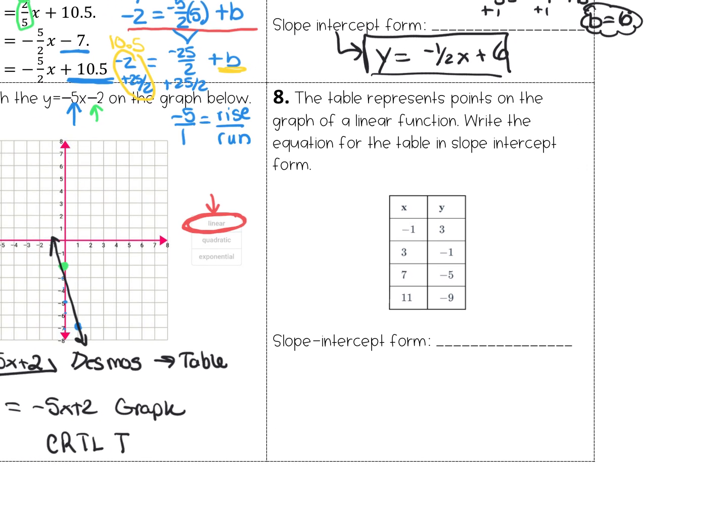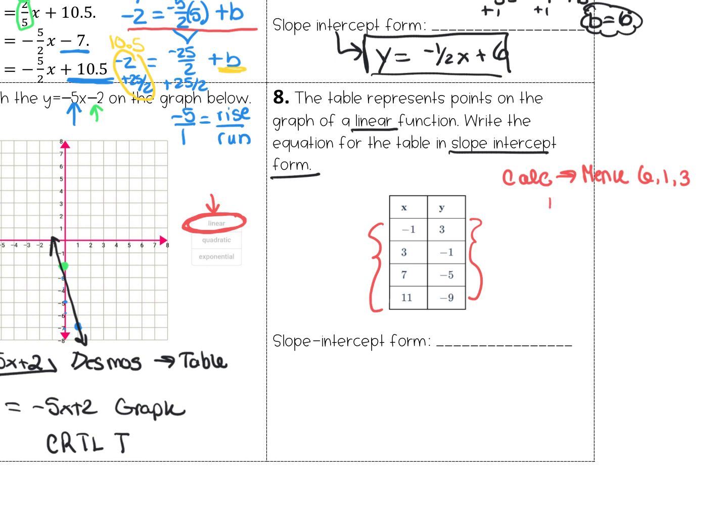Number 8 says the table represents points on the graph of a linear function. So important, linear function. Write the equation in slope-intercept form. So again, different options. If you're going to use your calculator, you're going to open a new document and do menu 6, 1, 3. You're going to type your x's in and your y's in.